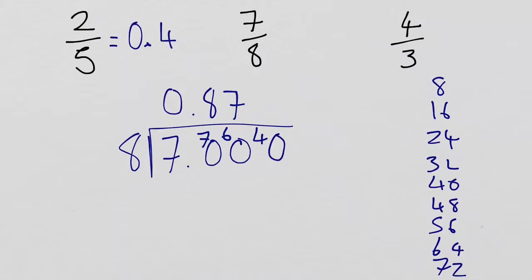How many 8s in 40? It's 1, 2, 3, 4, 5. So the answer is 0.875.